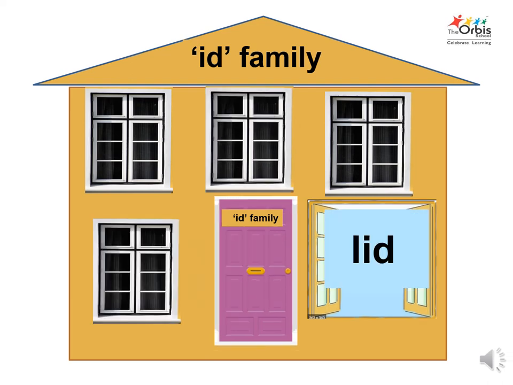Now, let's find the name of the fifth family member living in the house. The phonic sound of L is L. Now, to combine the sound of L with the sound ED to get the name of the person inside the window. That is LID. Say hello to LID.